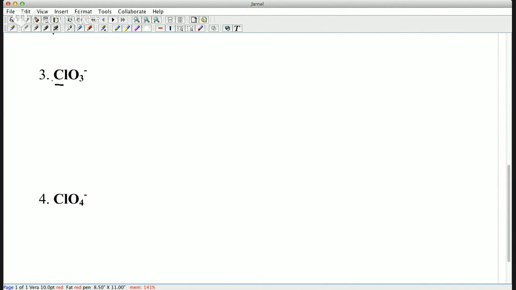Okay, so number 3, ClO3 negative. All right. So I got my chlorine, and I'm going to throw 3 O's around. I'm guessing it may look like this, but I may not. Remember, it's trial and error. I put out the valence electrons. Chlorine has 1, 2, 3, 4, 5, 6, 7. Oxygen has 1, 2, 3, 4, 5, and 6. And I do the same with the other oxygen.